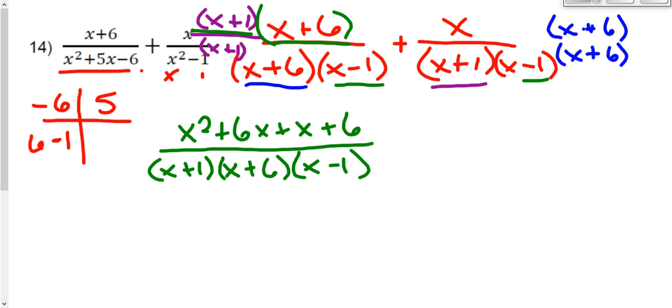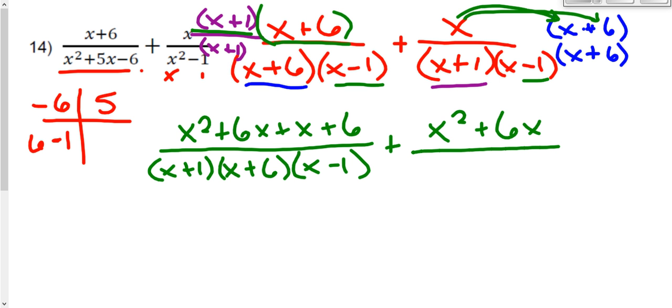The order of the factors in the denominator doesn't matter. I could put the x plus 6 in front or the x minus 1 in front. All that matters is that all three are there. On the right fraction, I have to distribute the x to both terms inside the parentheses. So I'm going to have x squared plus 6x. And again, I have that entire common denominator of x plus 1, x minus 1, and x plus 6.